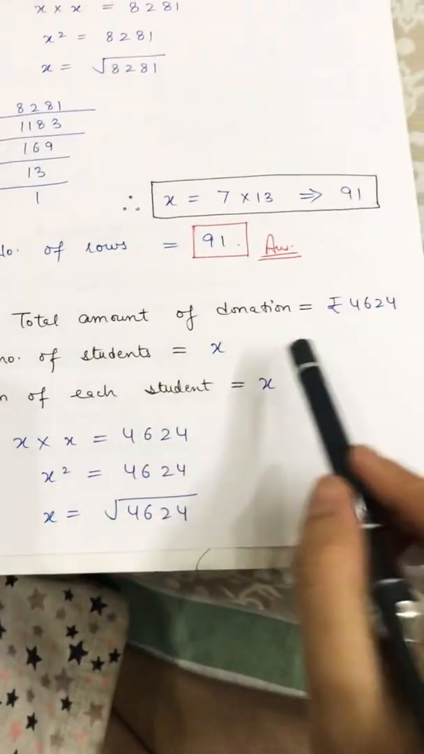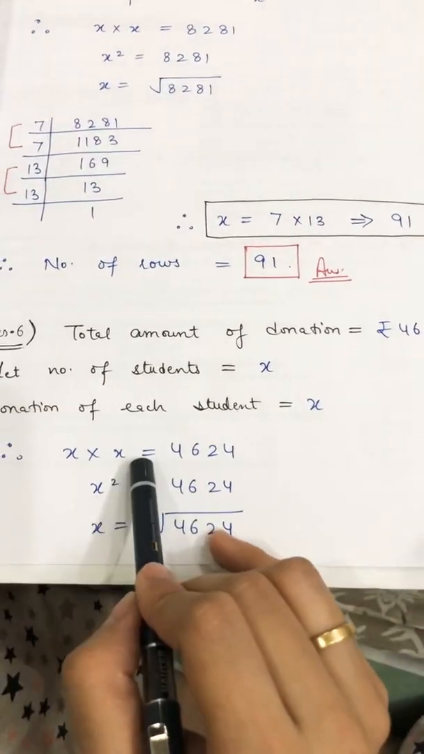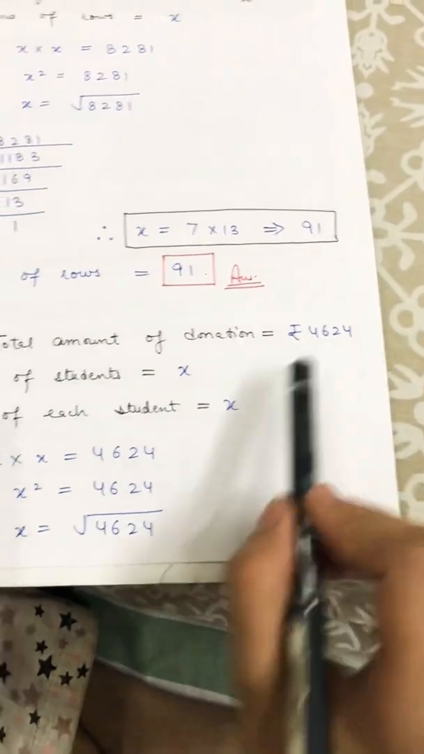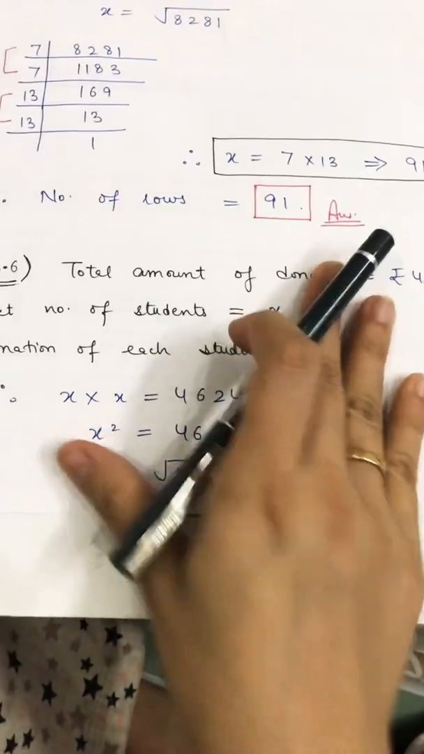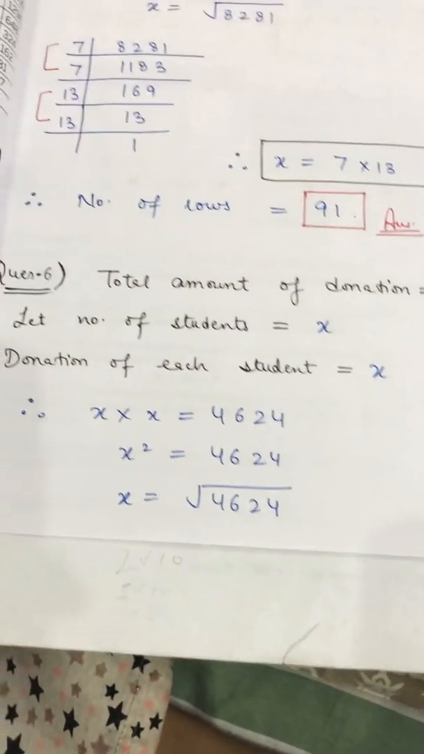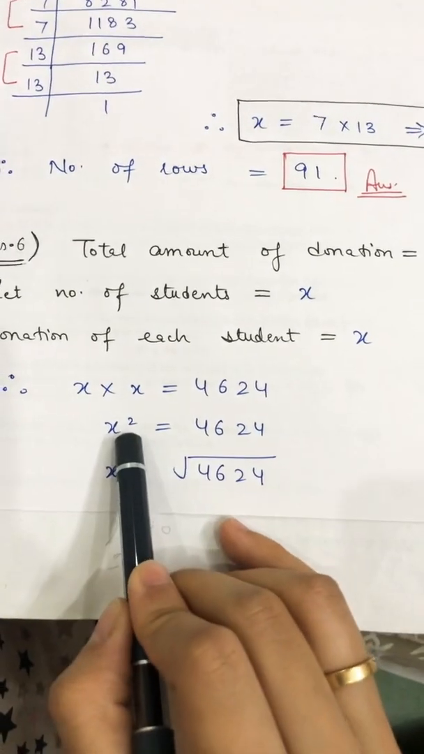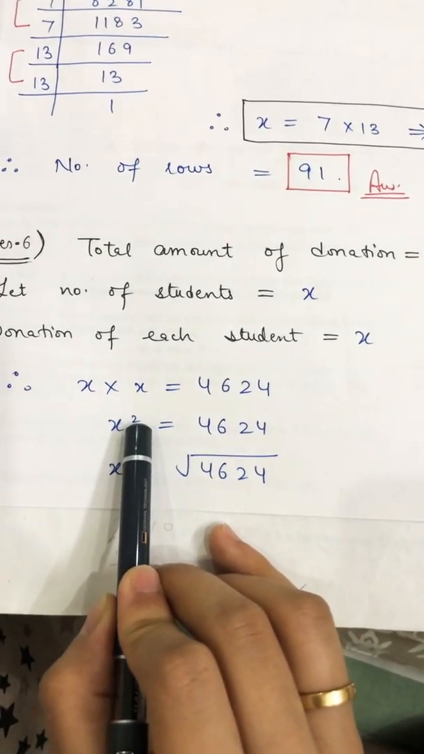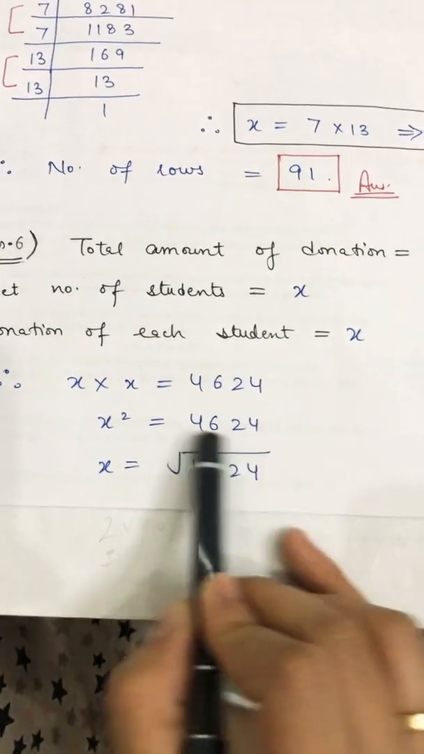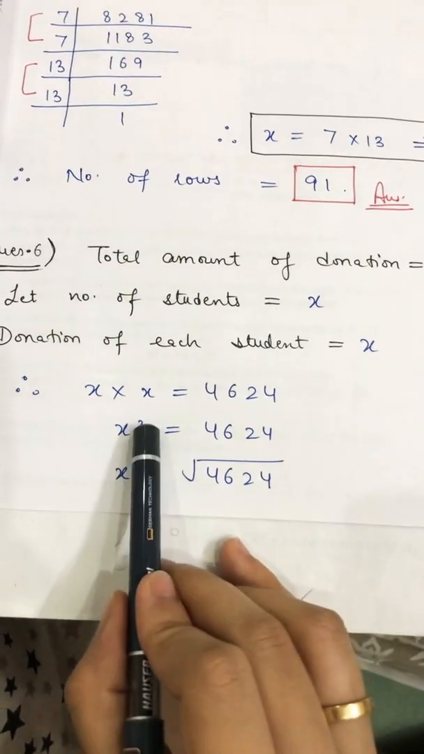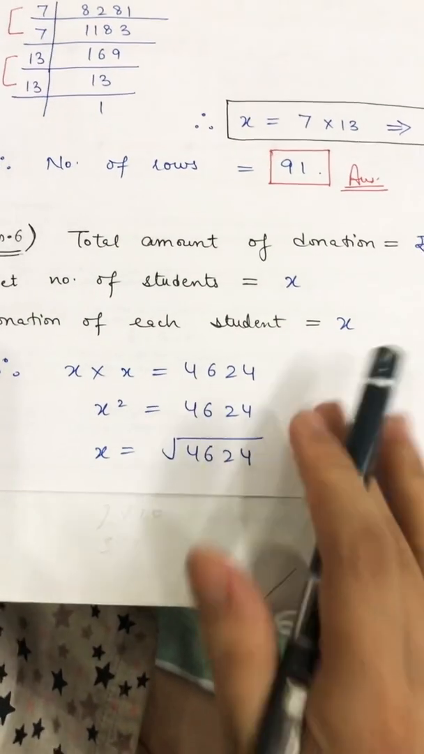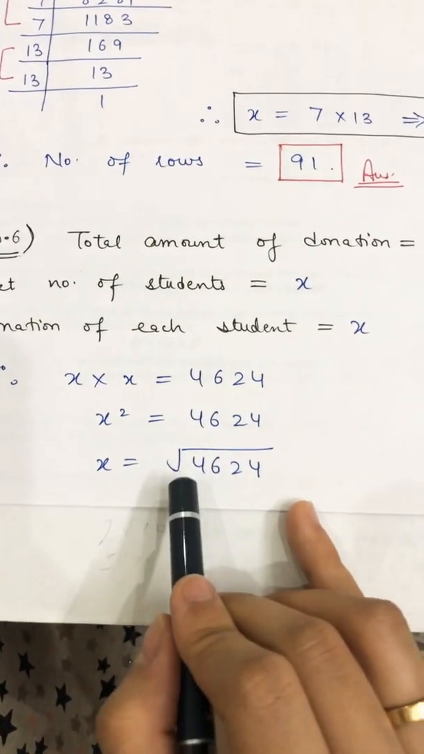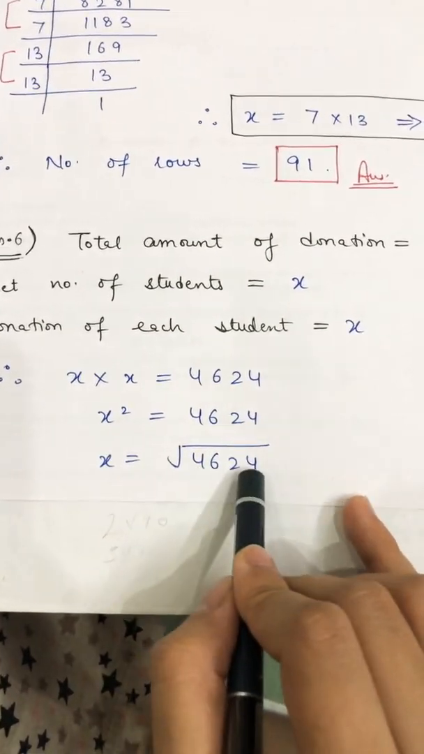The next step is you have to multiply both x and equate with the total amount of donation. So x multiplied by x is equal to x square, which is equal to 4624. When we remove the square, it will become square root. When we shift the square from left side to right side, it will become square root. So x equals the square root of 4624.